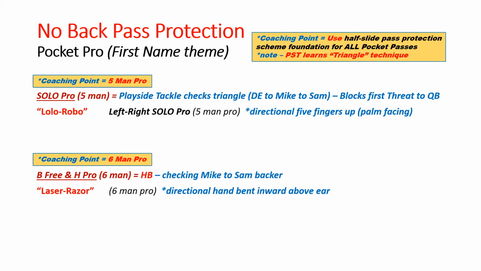If we do want to use 6-man protection, we simply use our H back to replace the back to check the Mike and the Sam, and then our normal half slide protection, and the calls there are laser and razor.